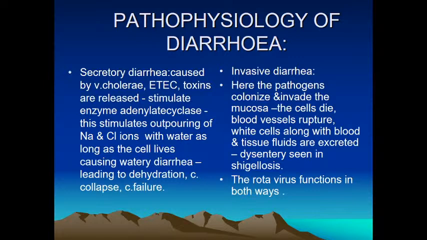In invasive diarrhea, the pathogens colonize and invade the mucosa of the intestinal tract. Cells die, the blood vessels rupture, white cells along with blood and tissue fluids are excreted, and dysentery results. These are seen in shigellosis. Rotavirus functions both as secretory diarrhea as well as invasive diarrhea.